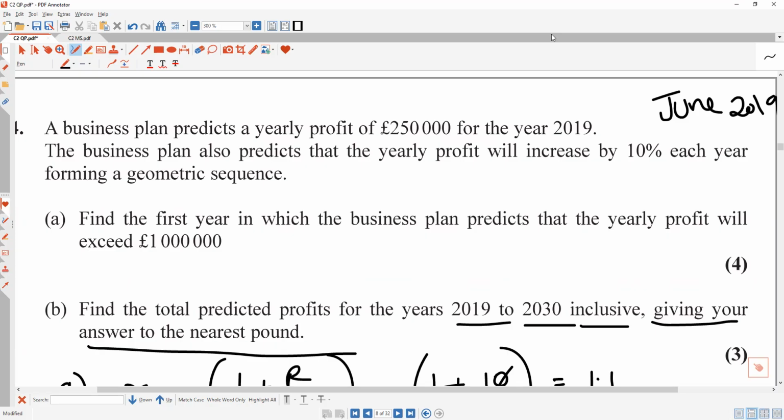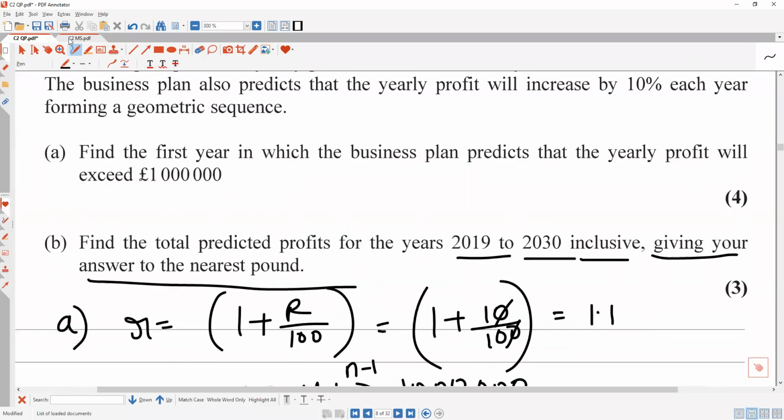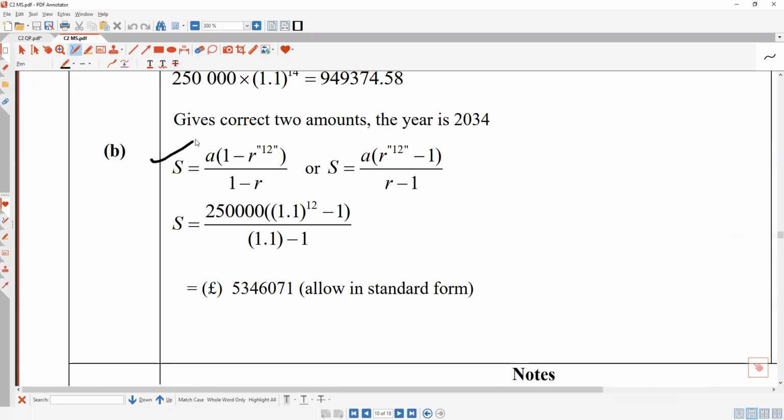Which formula? By the way, a times r raised to n minus 1 divided by r minus 1, because your r is greater than 1. That is the reason. So pause the video and think. Okay, so most of you were able to do this sum part B on your own by using this formula, taking n as 12 because 2019 is included. Fine. Now let's go to the next one.